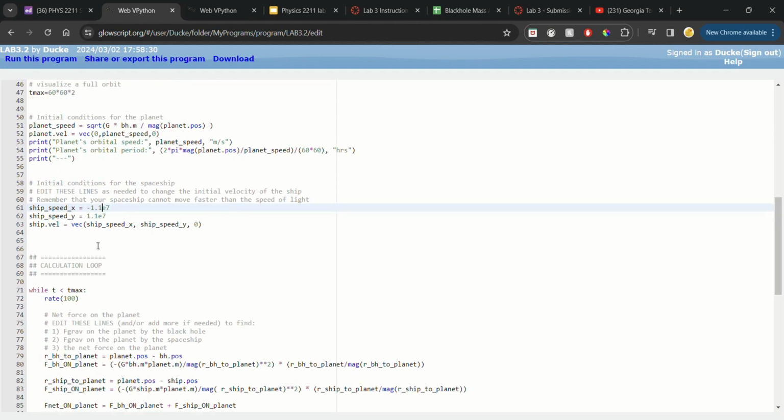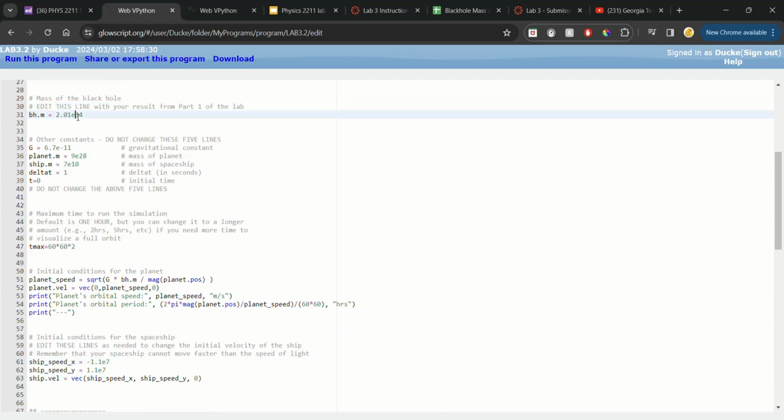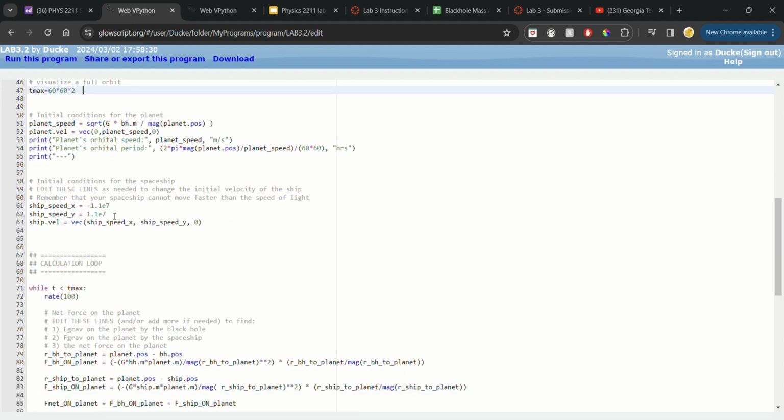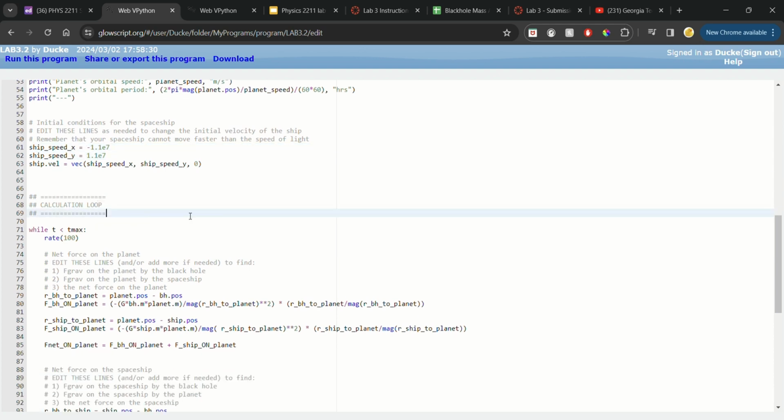So basically, where did I put it? Oh yeah, mass of the black hole, put that here. This stuff already was put in. Basically we need to solve for the initial ship speed of x and y. And honestly, I didn't have a formula to solve it. I just guessed and checked. I knew it had to be less than the speed of light because nothing can be beyond the speed of light. It had to be greater than the speed of the planet. So I just tried some numbers in between there.